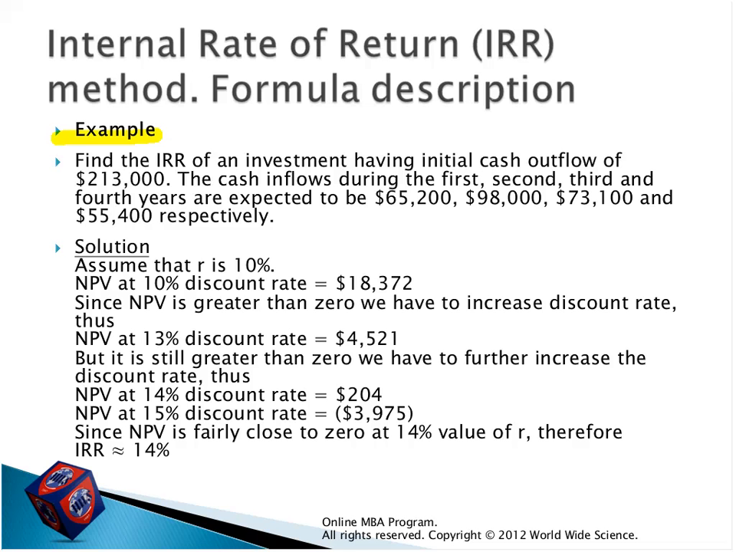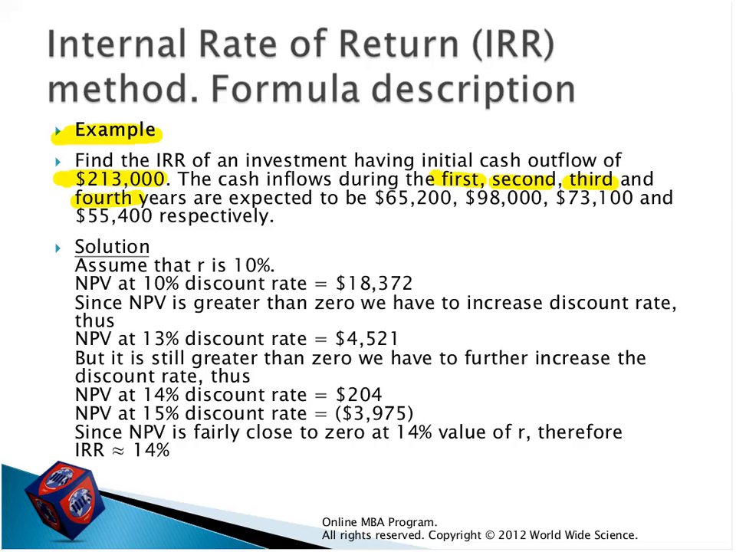The example here is based on the IRR method. Define the IRR of an investment having an initial cash outflow of 213,000. So that means we have a project where the investment cost is equal to 213,000. The cash inflows during the first, second, third, and fourth years are expected to be as follows. That means the project life is equal to 4 years.